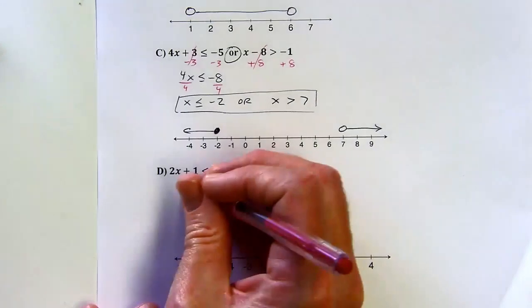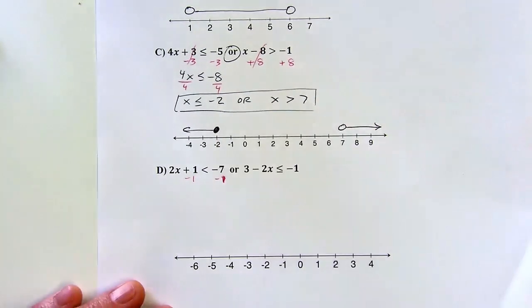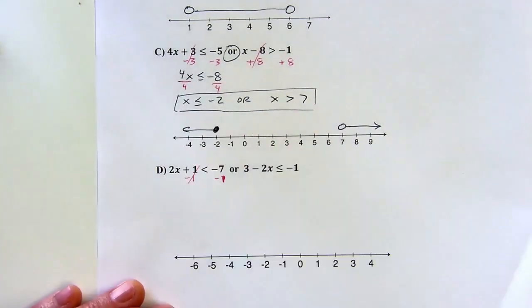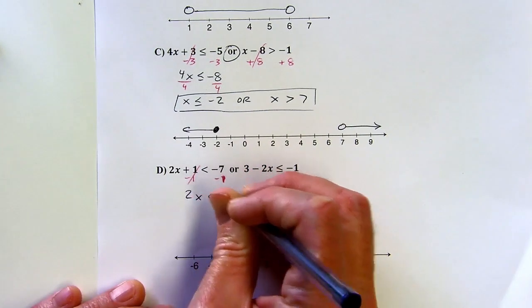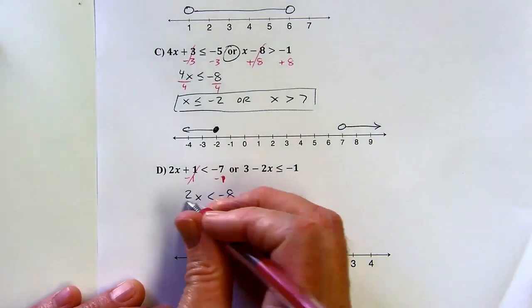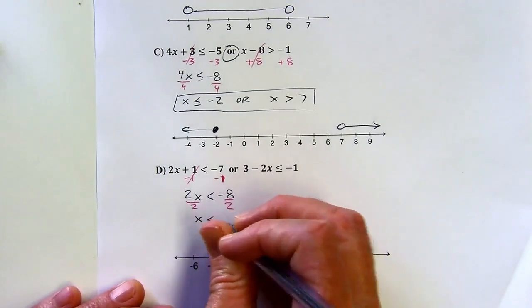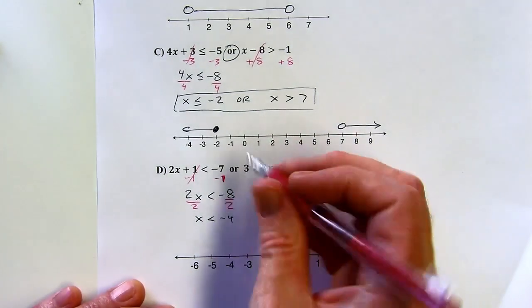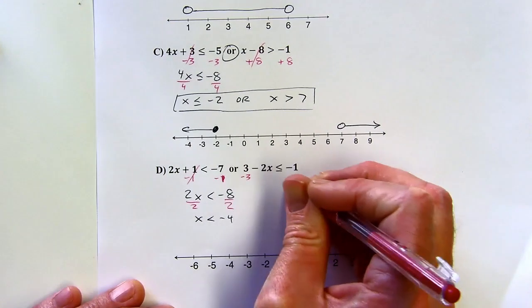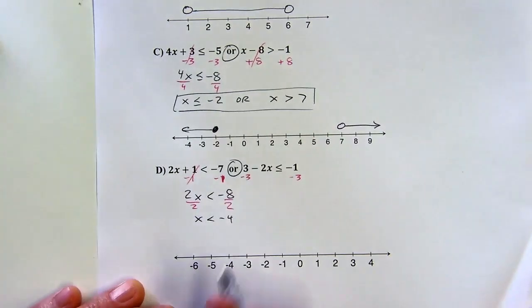So let's see, I'll subtract 1 from both sides here. Whoops, subtract 1. Then 2x is less than negative 8. And divide by 2. X will be less than negative 4. Okay, on this one, trying to isolate the x, let's get rid of the 3 first. So this is another or, right? I've got to solve these separately.